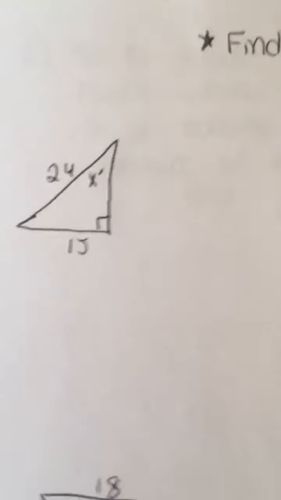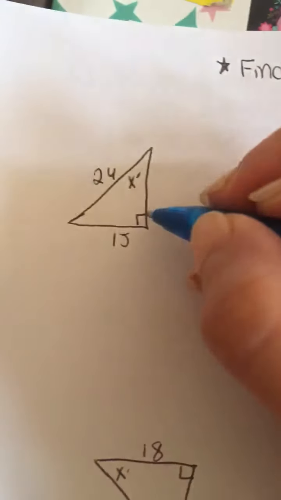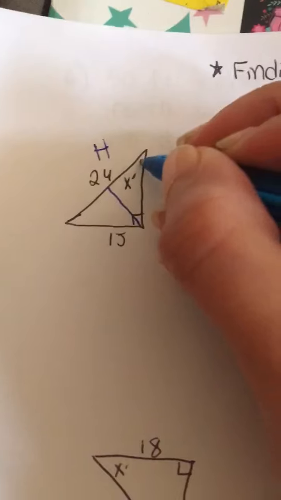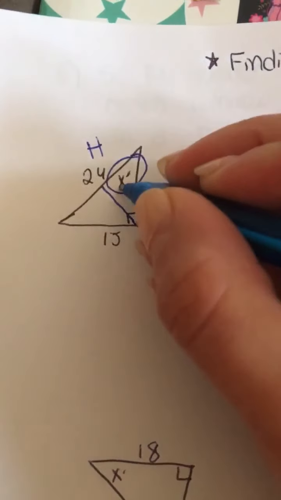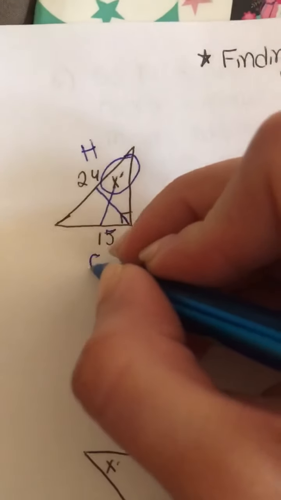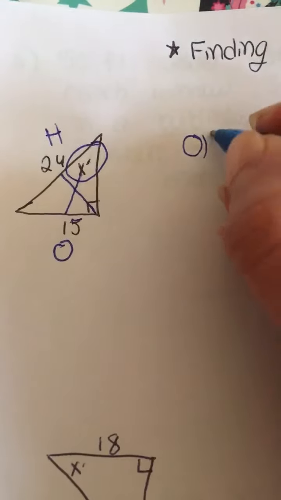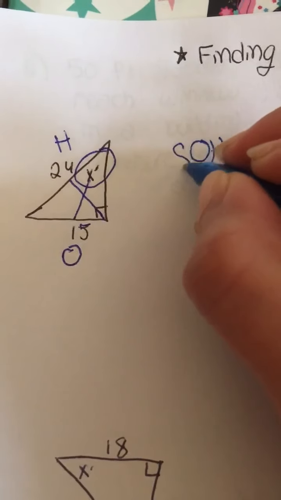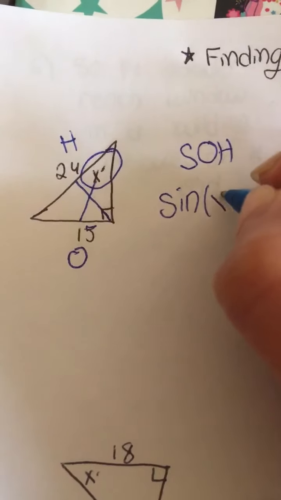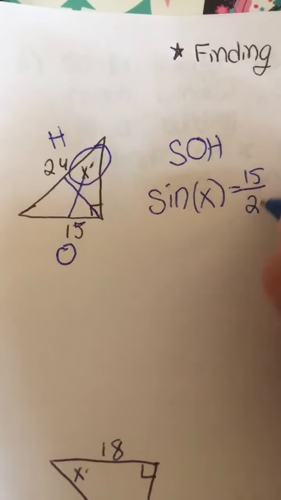Okay, so first problem, first example. Always start the same way. Start from your 90, opposite it is hypotenuse. Circle your angle, opposite it, that's 15, but it's opposite. We don't need the adjacent in this problem, so write out your OH, which tells you to use SOH, which is sine. So you're going to have sine of the angle, so X is in there, equals 15 over 24.